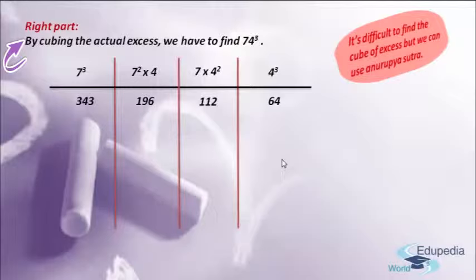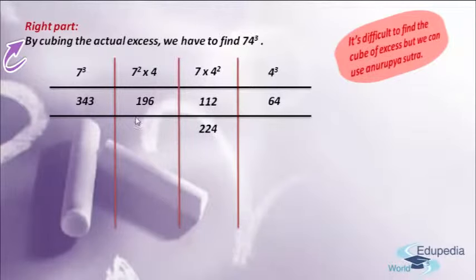Now let me place one more horizontal bar below it. Now I am going to double the numbers that I have got in the second part and in the third part. If you double the number 112, we get 224, and if you double the number 196, we get 392. Now let me place one more horizontal bar.